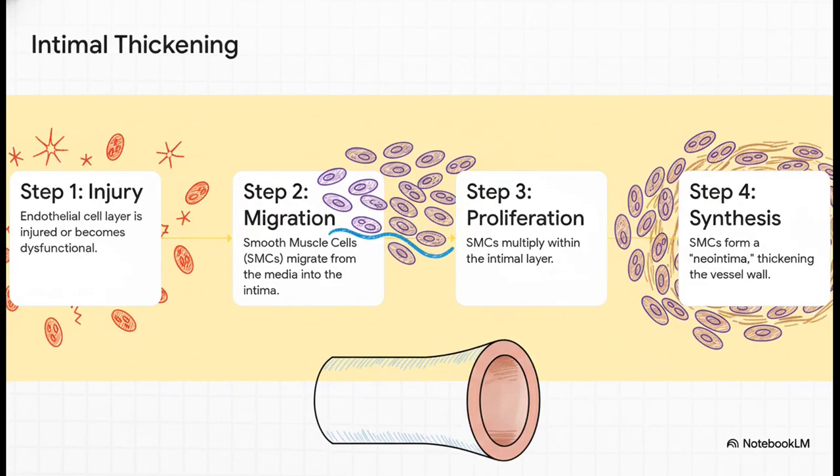So what's the result of this dysfunction? It's like a bad construction project. Step 1, the inner wall gets damaged. Step 2, a help signal goes out and smooth muscle cells from the media layer start migrating to the scene of the crime. They move into the intima where they don't belong. Step 3, once they're there, they just start multiplying like crazy. And step 4, they start laying down concrete and steel, extracellular matrix. What you're left with is this scar tissue, this neo-intima, that thickens the wall and starts blocking the pipe. The body tried to patch a hole, but it ended up narrowing the whole highway.